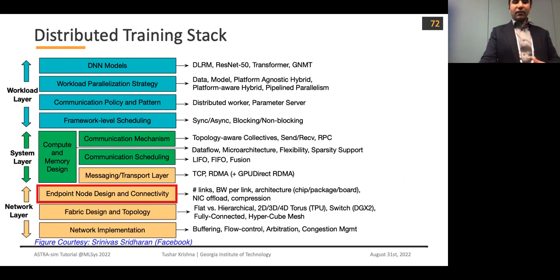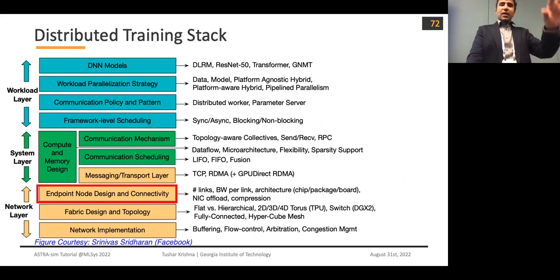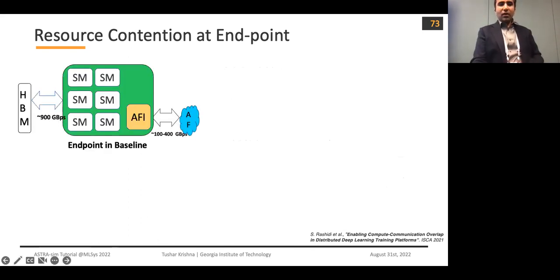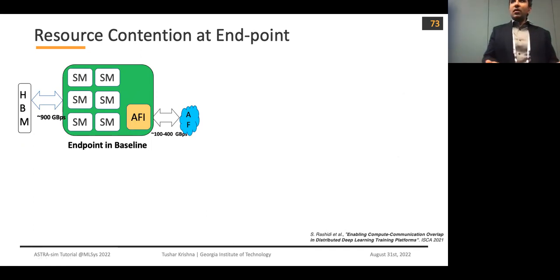So moving down the stack even further. Now let's think about how we design the actual endpoint. So here we need to think about the design and connectivity. There are interesting challenges that come in at the endpoint. Suppose you have some GPU at the endpoint, and you have a bunch of SMs here. Remember that during training, you have the actual compute running, which is the GEMMs, and you have some of these reductions, right? Because of the collectives also running.